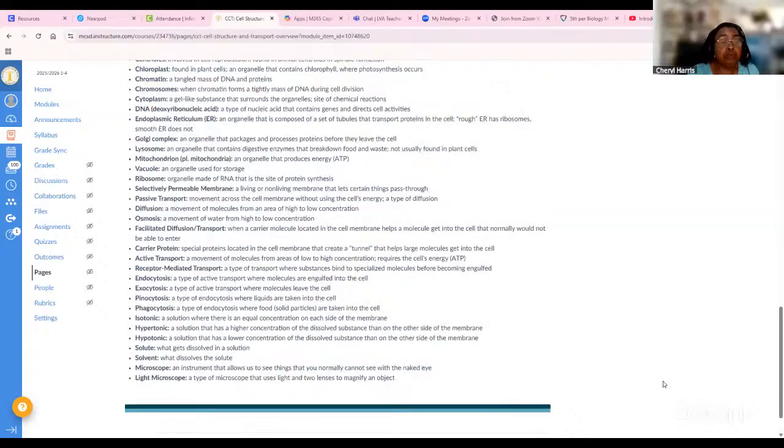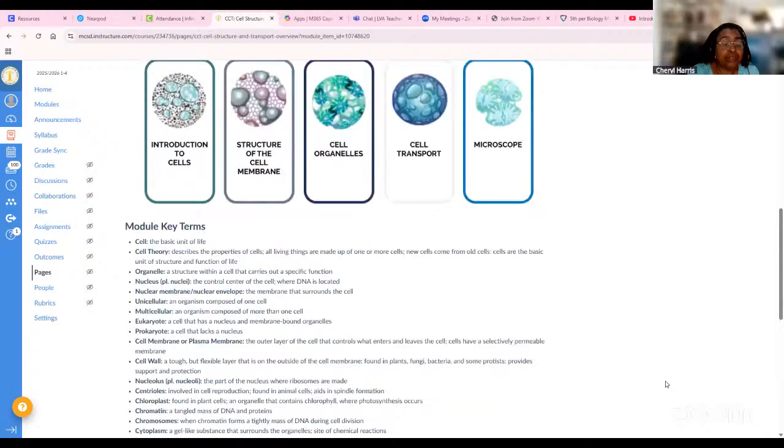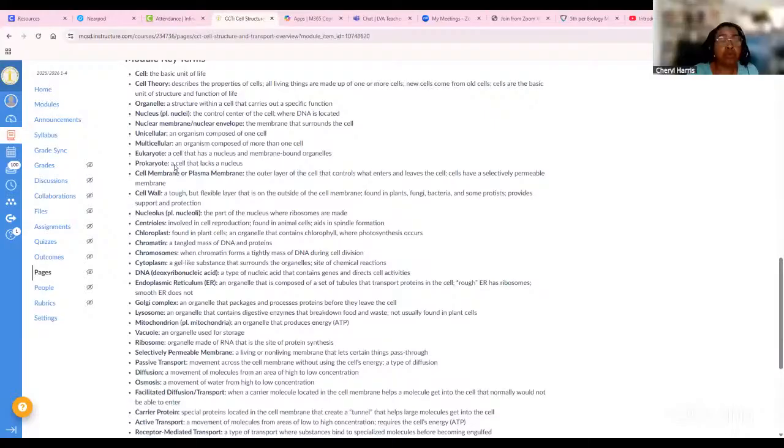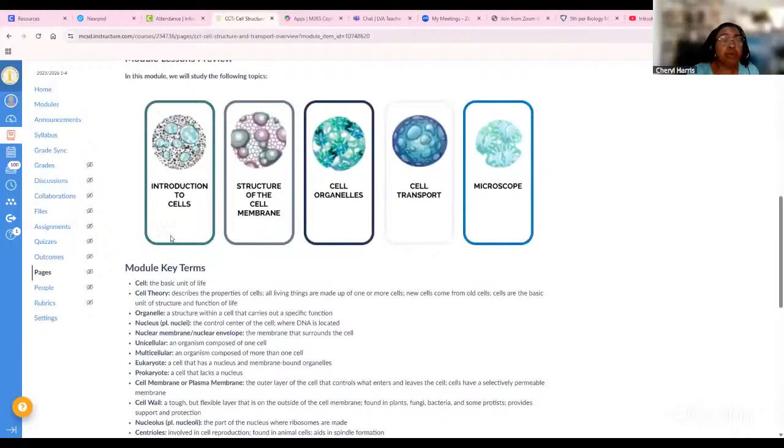Keep in mind this vocabulary list is here, so you need to look at each one of those. Up here we're going to go from looking at what the cell is in general, what the basic structure is, then we're going to look at each type of organelle, and then how things, specifically the cell membrane, and how things pass through the cell membrane so that all these organelles can do their job.